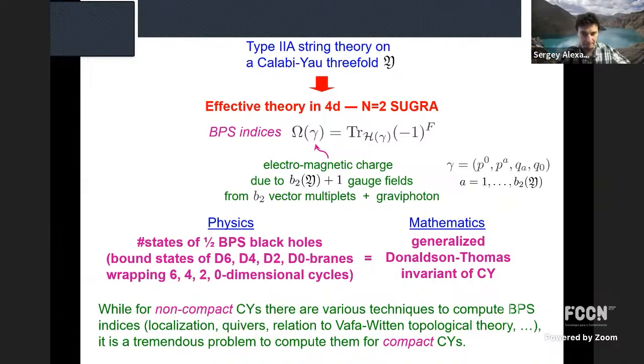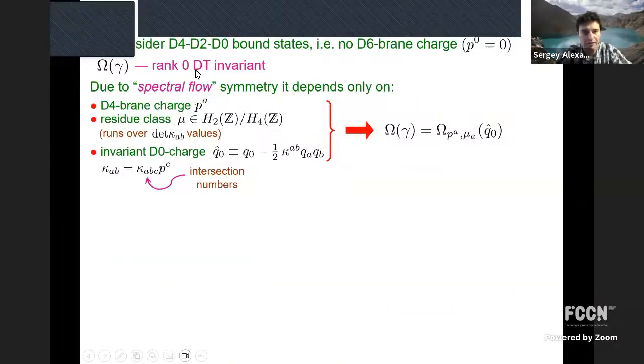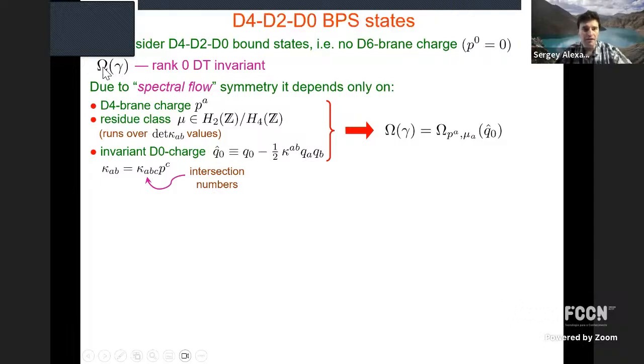But nevertheless, let's try. So I will actually concentrate this talk mostly on a certain subset of these BPS indices, which correspond to D4, D2, D0 bound states. So in other words, I put my D6 brane charge equal to 0. And the corresponding DT invariant is called a rank 0 DT invariant. As you can guess, the rank here simply means the value of the D6 brane charge. And this particular subset, D4, D2, D0, possesses a nice so-called spectral flow symmetry, which allows us to reduce a little bit the dependence on the charges.